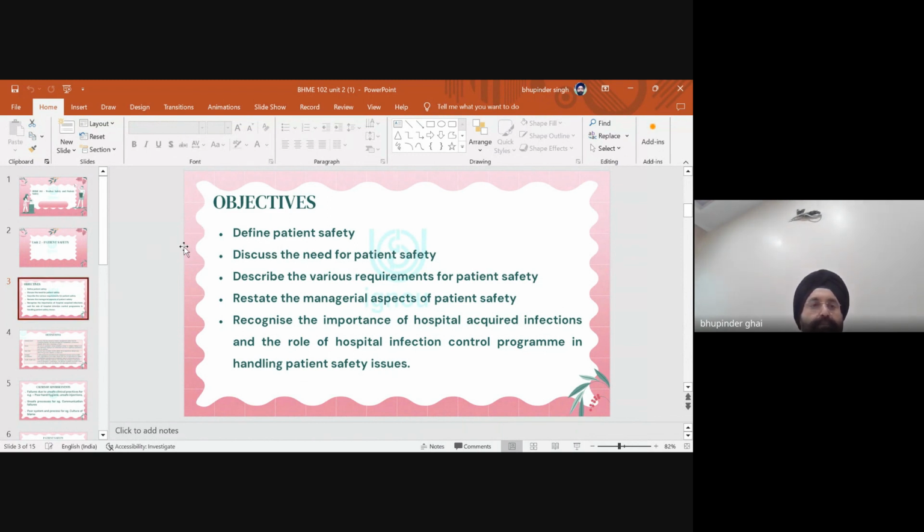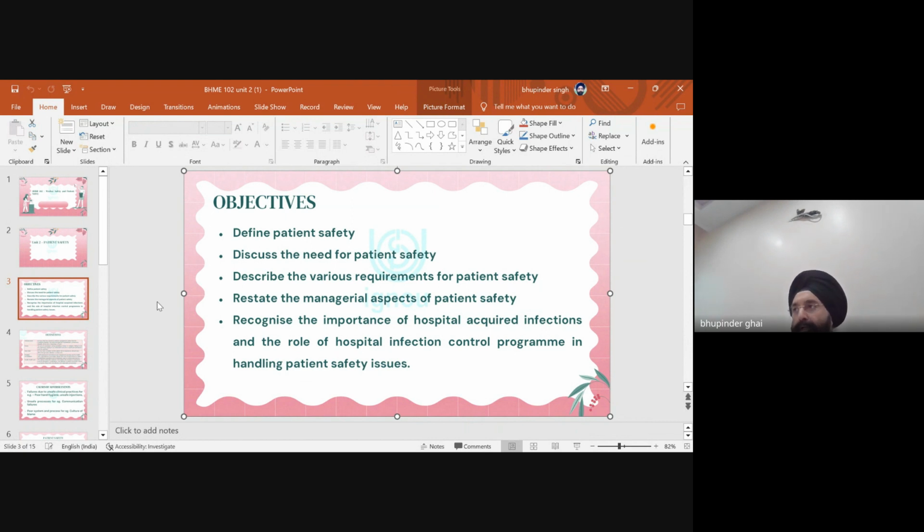The objective of this chapter is to define patient safety, discuss the need of patient safety, why patient safety is required, describe the various requirements for patient safety, reiterate the managerial aspect of patient safety, and also recognize the importance of hospital acquired infection and the role of the hospital infection control program in handling patient safety issues.